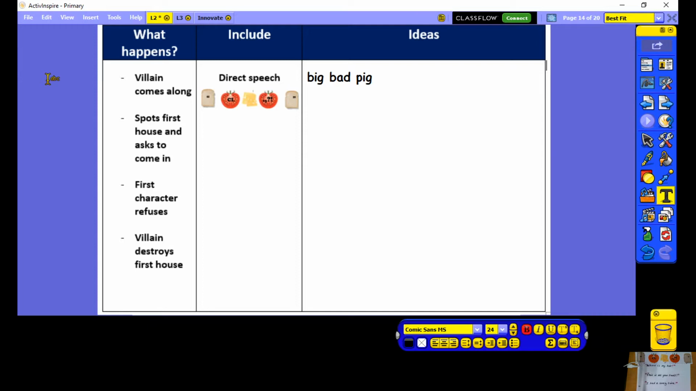So this is going to be the first wolf's house. The wolf is going to refuse, quite rightly, and then the villain is going to destroy the house. But how he does so is up to you. You can come up with that on your own. We have to remember to use direct speech today, and that's probably because when the villain asks to come in, he's going to have to actually use his words. So I know my villain is the big bad pig.